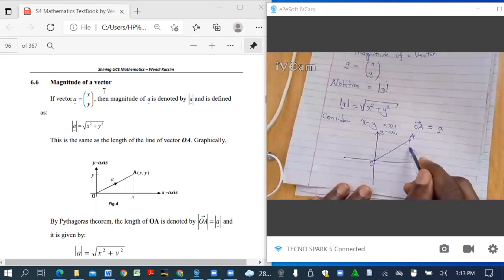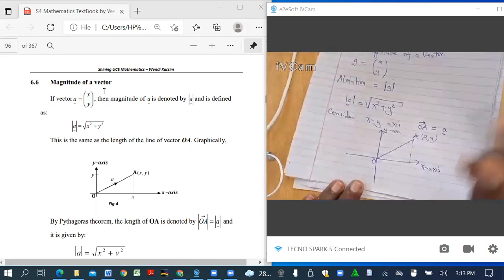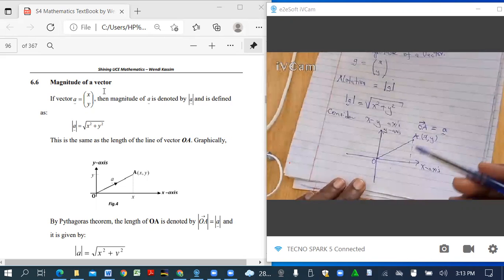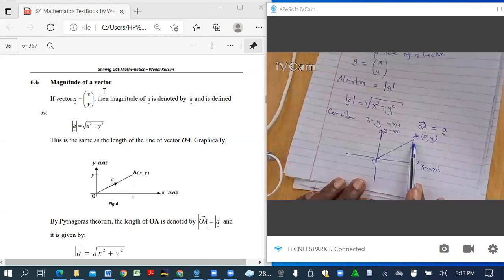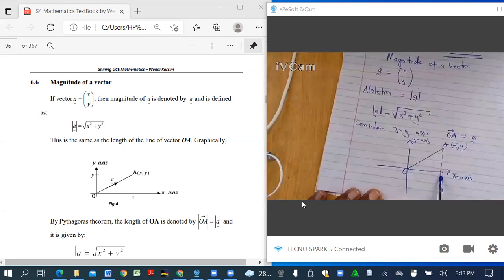We said our coordinates help us to determine the position of a vector. If we have A, which is x, y, this is a general example. To allocate that point, we need to move in the x direction. We start by moving x. The distance from here up to here is what? It's x, not so?